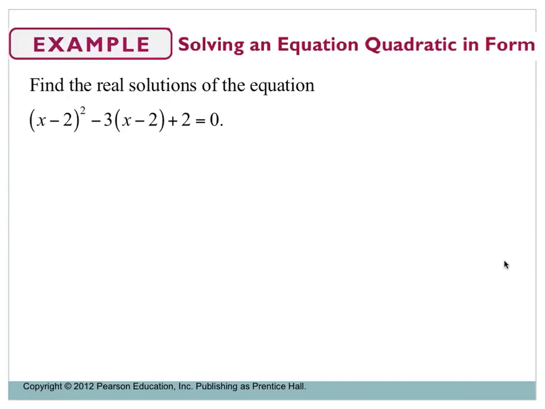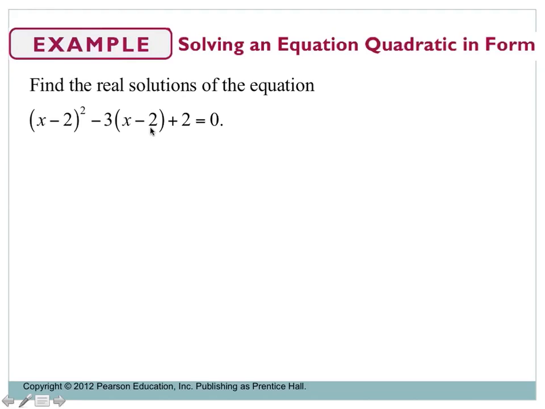Okay, let's look at something like this. Let's solve an equation that's in quadratic form. So let's find the real solutions of this equation. We have x minus 2 squared minus 3 times x minus 2 plus 2 equals 0. Now, this one looks a little tricky, but what you want to notice is that you have these repeating x minus 2's. So you have an x minus 2 here and here.